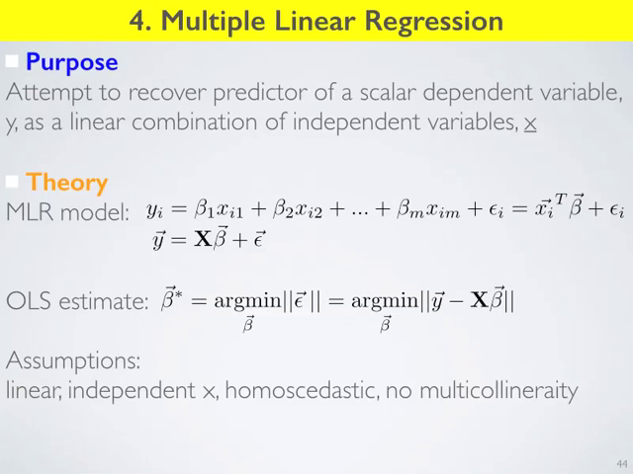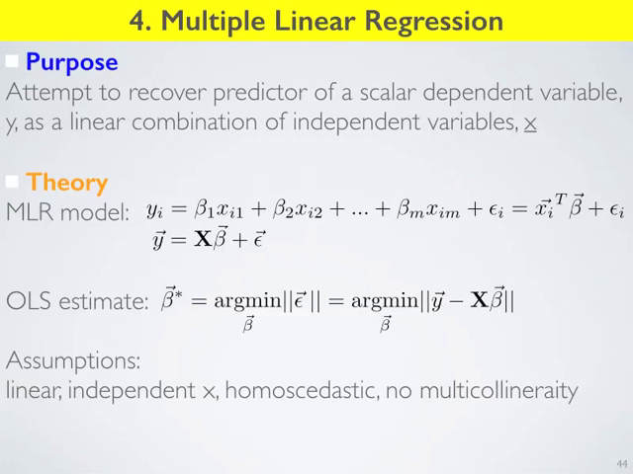Okay, so the purpose of multiple linear regression is to recover a predictor of a scalar-dependent variable, y, as a linear combination of independent variables, x. When you have more than one independent variable, x, you need to do multiple linear regression, because you don't want to just regress on one predictor, you want to regress on multiple predictors.